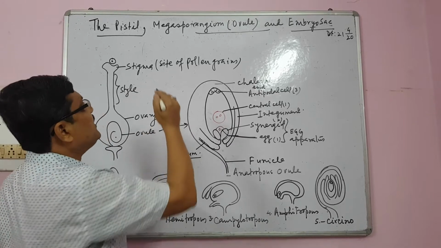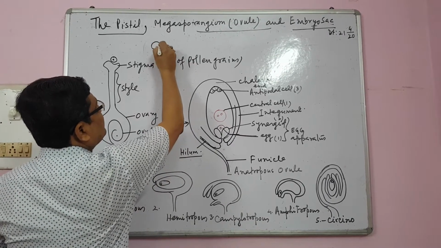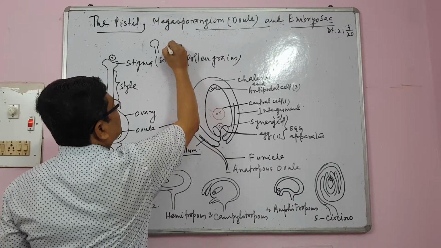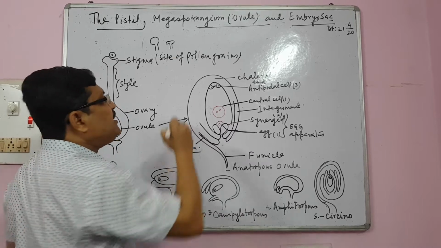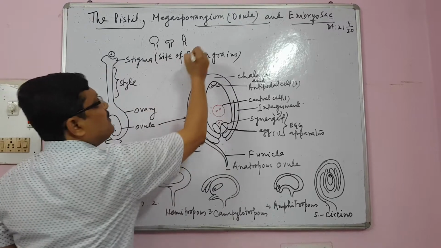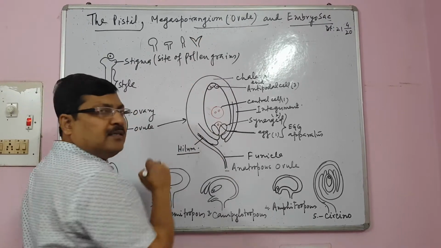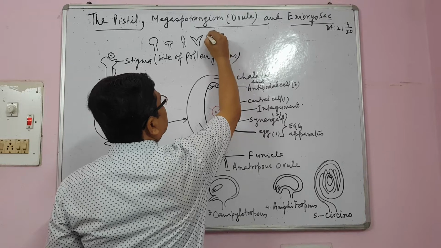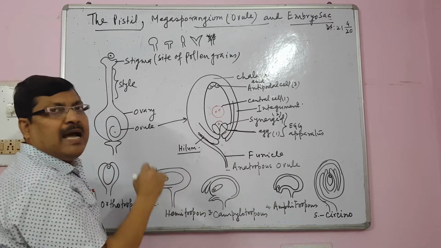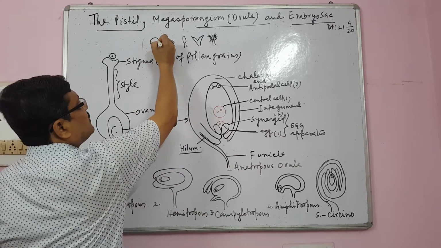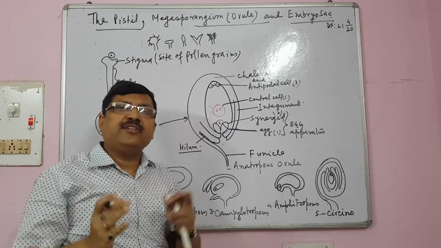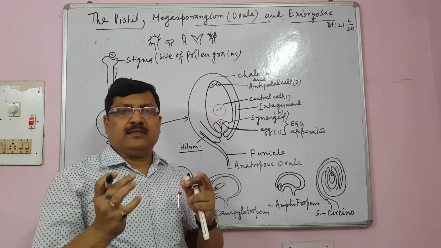Stigma may be rounded. Stigma may be cap-like, like this, maybe ovate, maybe bifid, maybe feathery, like this, and may have such type of hairs due to which the surface of the stigma becomes velvety in texture.